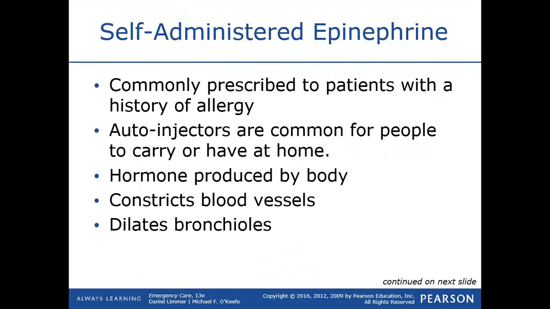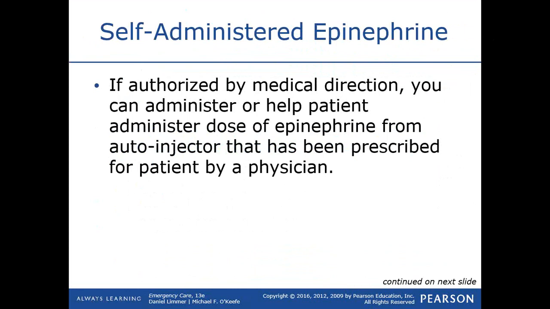So auto-injectors are common. Epinephrine is a hormone that's produced by the body. Epinephrine: epi means above, nephr refers to the kidneys, and epinephrine is the same substance that the adrenal glands release. The adrenal glands sit on top of the kidneys, and they release adrenaline. Now, epinephrine constricts blood vessels and it dilates bronchioles. So giving a person having an anaphylactic reaction an epinephrine auto-injector constricts their blood vessels that are fully dilated and helps maintain pressure in the system, but also dilates their bronchioles so they can breathe easier.